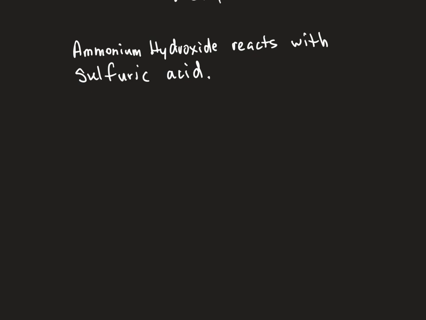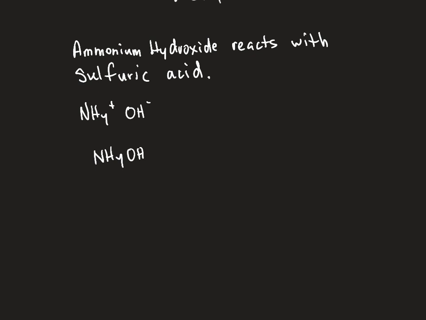The next one that we're going to look at is ammonium hydroxide reacts with sulfuric acid. So we have ammonium hydroxide reacting with sulfuric acid. Let's talk about our compounds first. We have ammonium being NH4 plus, hydroxide being OH minus. The formula we get from that is NH4OH. And then sulfuric acid.